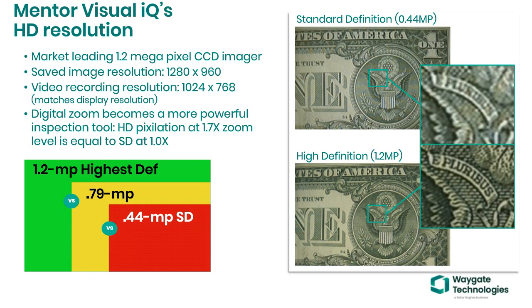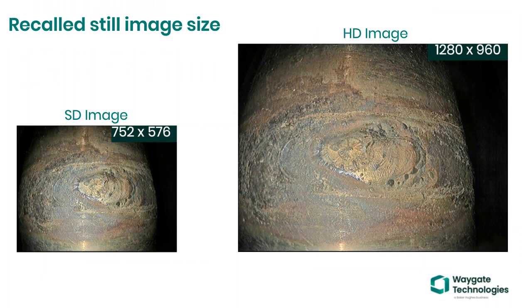Take a look at the images in this slide. This is the same image taken with an SD camera and an HD camera. Notice the difference in saved image size. We talked about that on the previous slide. If you look closely, you can also notice the increased clarity of small details in the image on the right. If we were to increase the size of the SD image, we would lose even more detail due to the pixelation that occurs when digitally zooming.